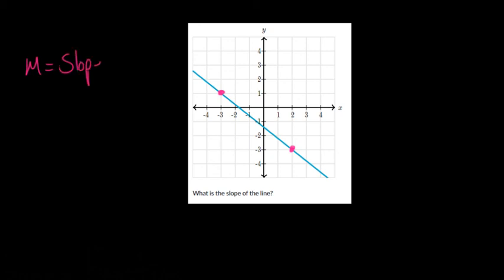So M for slope. We know slope is defined as rise over run. So we just need to count how much we're going down in this case and how much we're going right. So it looks like we go 1, 2, 3, 4 down, so minus 4. And then we go over 1, 2, 3, 4, 5 to the right. And you can double check that because you were at 1 for the y value and you went down to minus 3. So that's down 4 units. And we were at negative 3 for x and we went up to 2 for this point right here. So minus 3 to 2 is 5 units over.